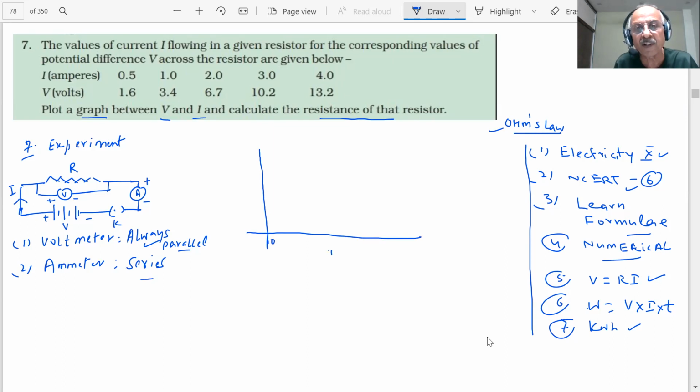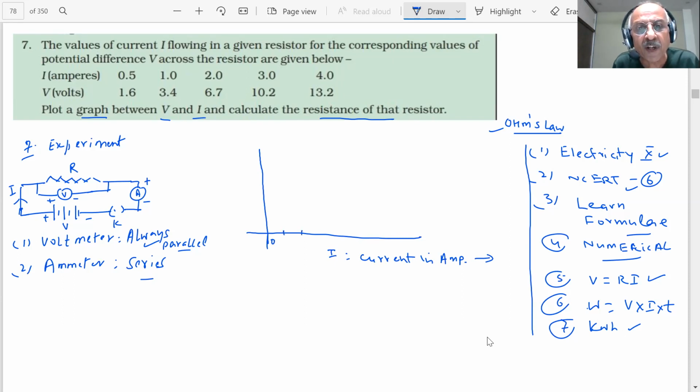On one axis, I will take I, which is the current in amperes. Here, current is given in amperes. This value is increasing. What is the value of the current here? You can see 0.